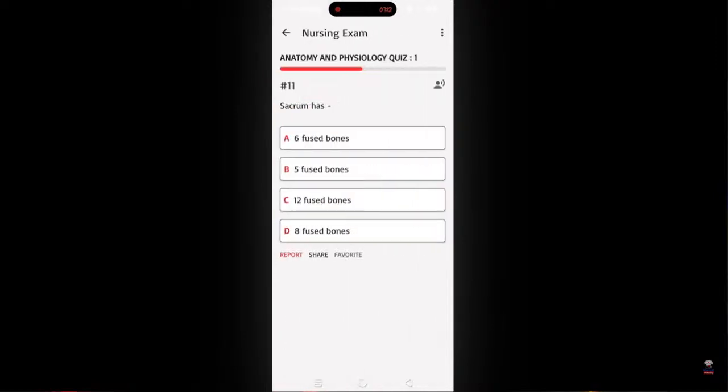Okay. Sacrum has A. 6 fused bones, B. 5 fused bones, C. 12 fused bones, D. 8 fused bones. Wow, another problem. Sacrum has. Can you go with 6? No, correct answer is B.